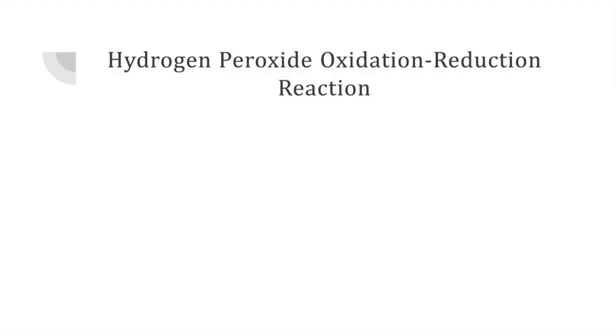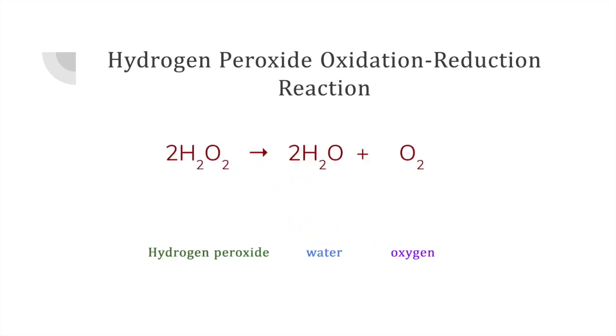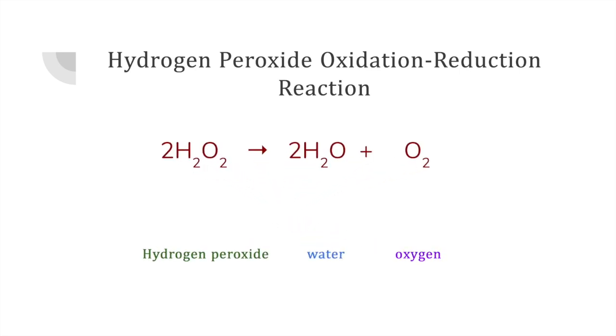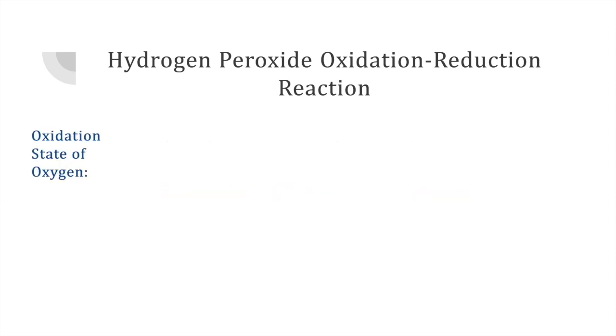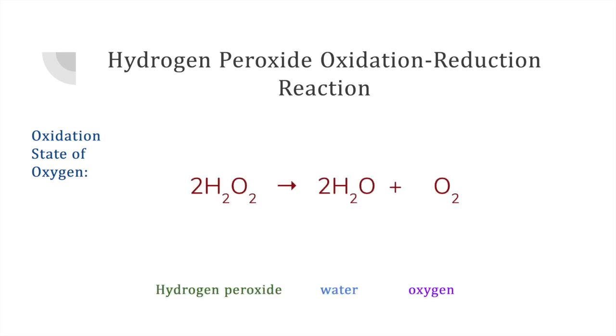So when we look at hydrogen peroxide, we see here we have hydrogen peroxide on the left, which is the reactant, and we have water and oxygen as the products. Looking at the oxidation state of oxygen, we can see that in hydrogen peroxide it's -1, in water it's -2, and when it's just oxygen alone it's 0.